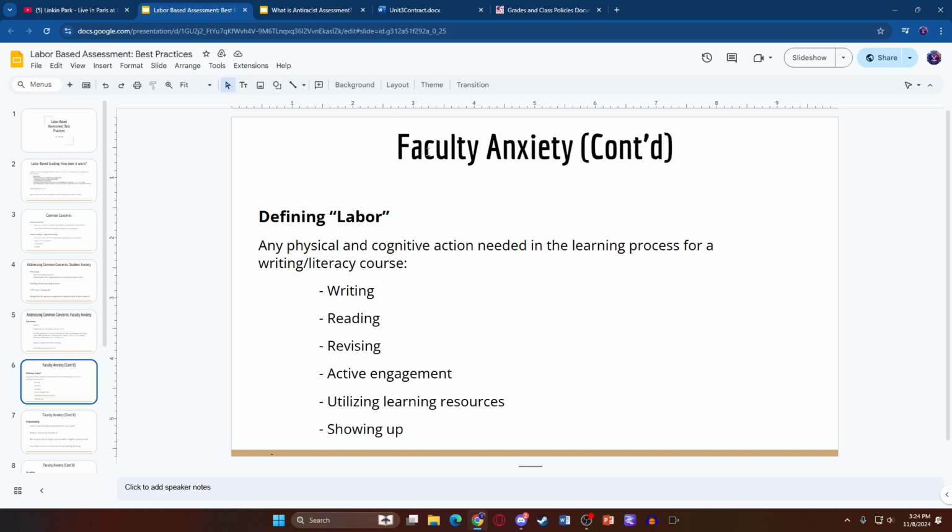Faculty anxiety in terms of defining labor, right? So labor really just means any physical or cognitive action needed in the learning process for a writing or literacy course. So that involves reading, writing, revising, active engagement, whatever that means, however you define it, utilizing resources, and simply showing up, right? Actually being present in class, participating in discussion boards, engaging in peer review, right? Being on time. Again, those habits that cultivate a higher chance of success both in college contexts and professional contexts beyond.